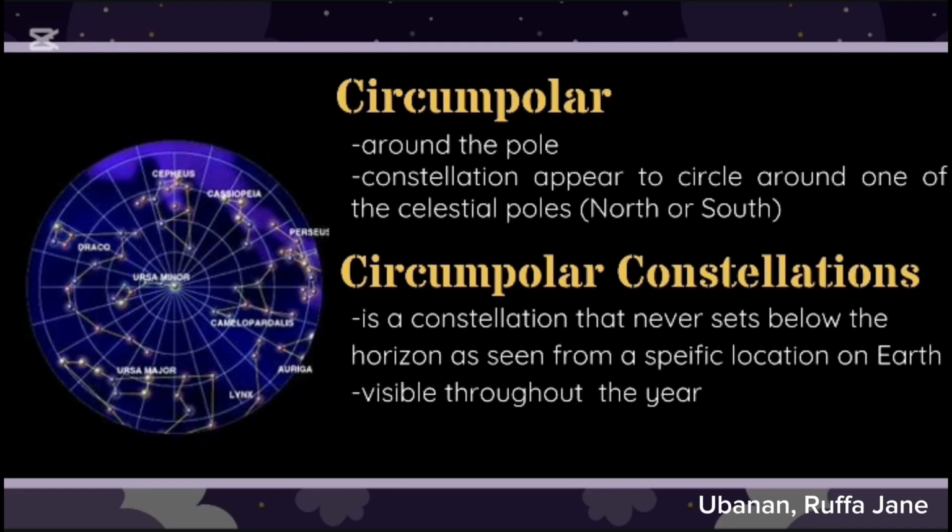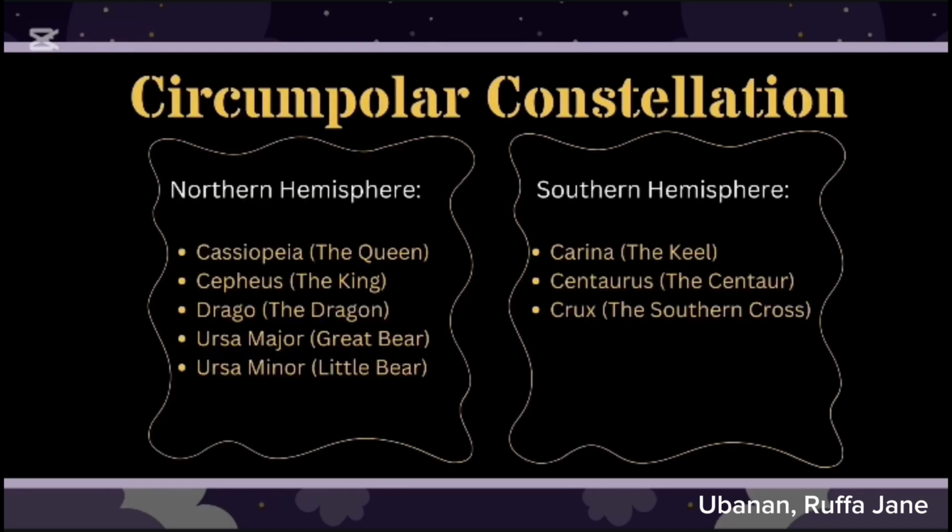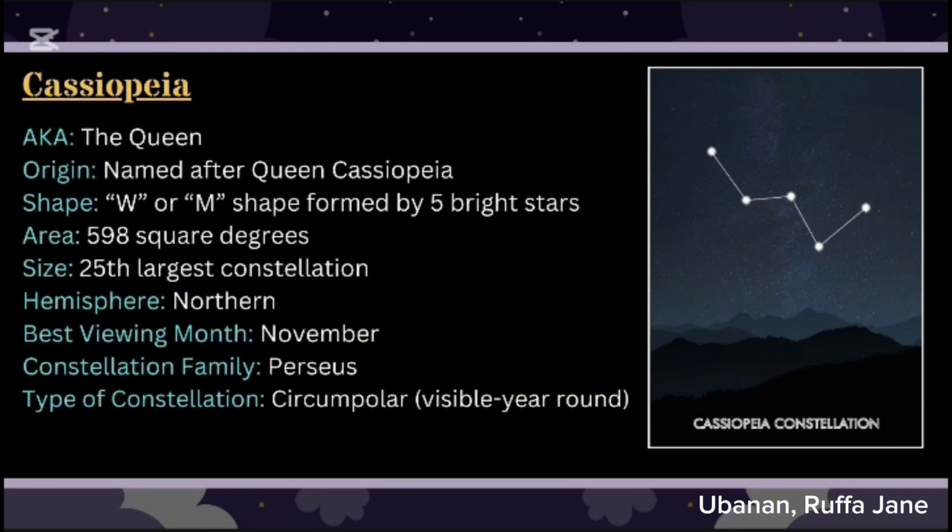As you can see on the screen, we have circumpolar constellations from the northern and southern hemispheres. From the northern hemisphere, we have Cassiopeia, the queen, Cepheus, the king, Draco, the dragon, Ursa Major, the great bear, and lastly, Ursa Minor, or the little bear. And from the southern hemisphere, we have Carina, the keel, Centaurus, the centaur, and Crux, the Southern Cross. Well, let's get to know each of them. Let's start from the northern hemisphere.